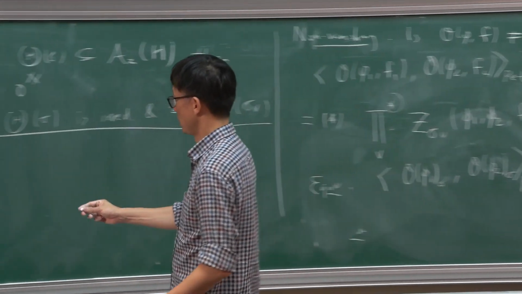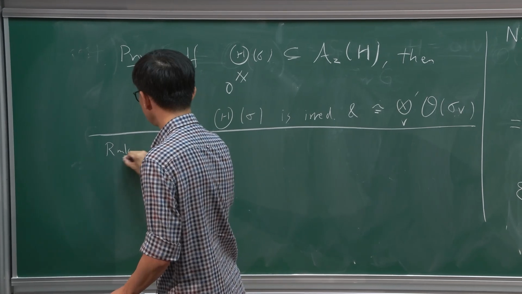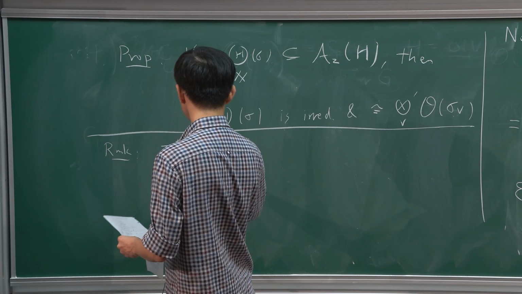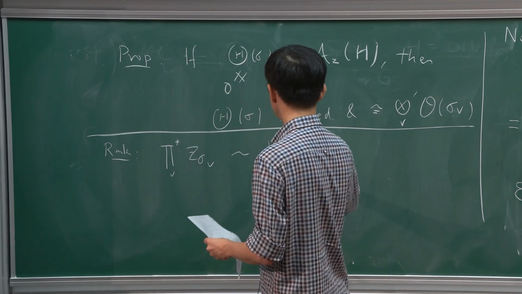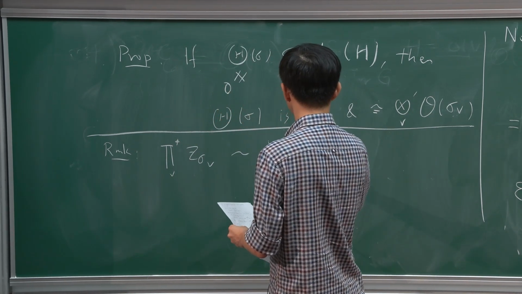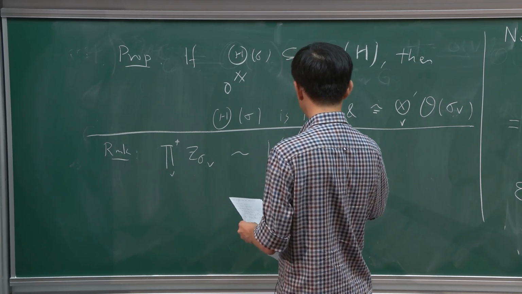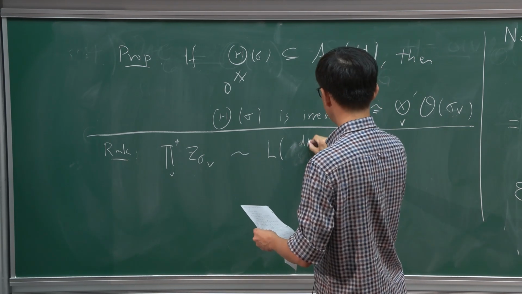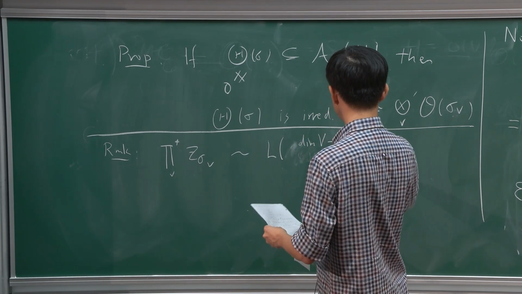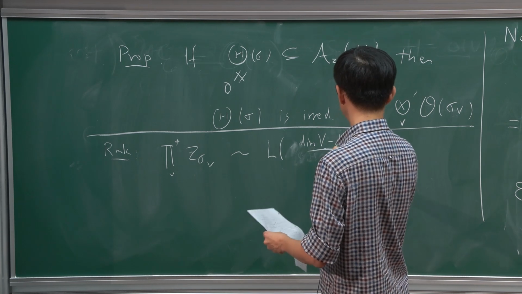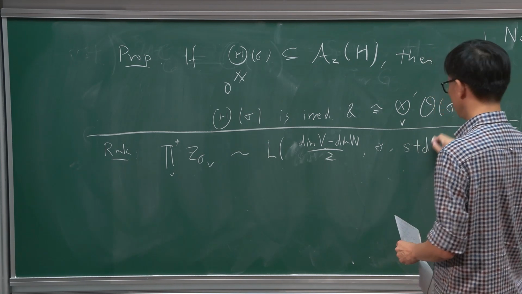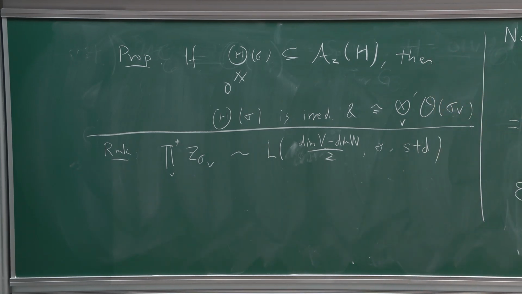Okay, so let me make a remark about that, which is that this regularized product, suitably interpreted, is, okay, so there's a number depending on the size of G and H. Okay, so actually it's quite explicit. It's probably dimension of V minus dimension of W over 2 or something like that. Sigma standard. Okay.